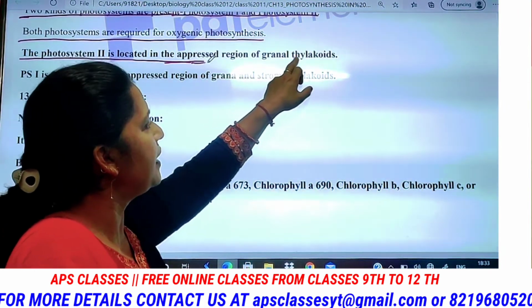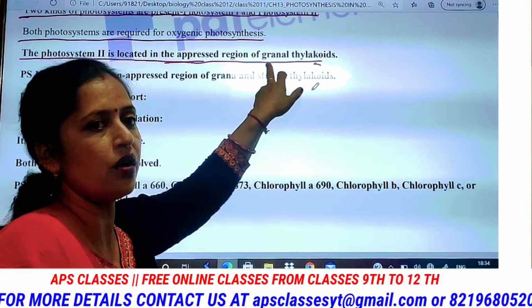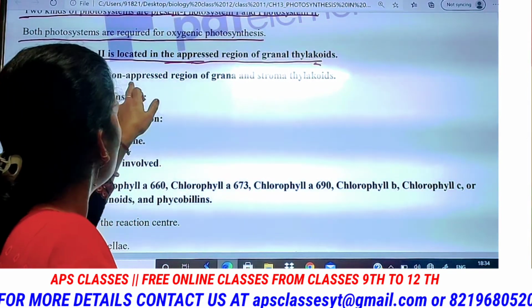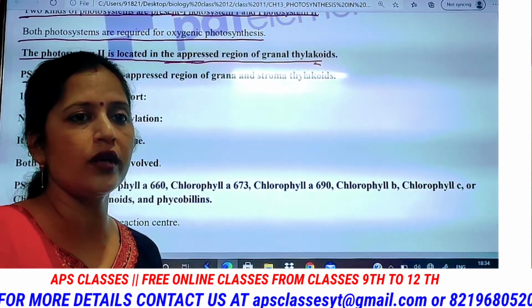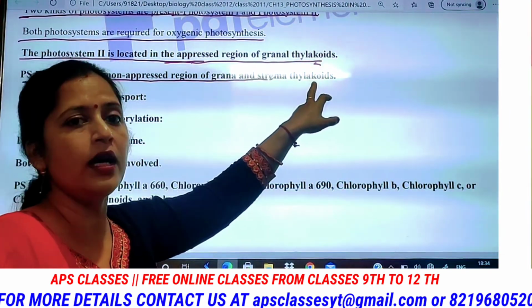Photosystem 2 is located in the appressed region of the granule thylakoids. Now where is this photosystem 2 located? The appressed region of the granule thylakoids. Photosystem 1 is found in the non-appressed region. Now this photosystem 1, it is found in the non-appressed region of the grana and stroma thylakoids.